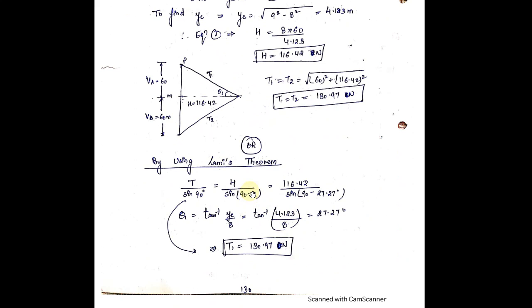So by putting theta 1 in this value, you will get the value of this ratio H upon sin 90 minus theta, and from this formula you can find out the value of T1. So T1 will come out to be 130.97. Since T2 is equal to T1, therefore T1 and T2 equal 130.97 Newton.